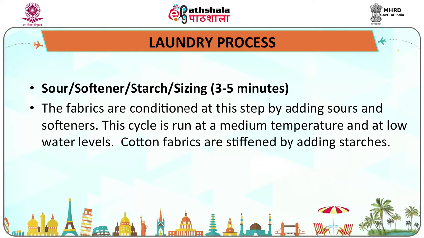Next step is sour, softener, starch. It is of 3 to 5 minutes. The fabrics are conditioned at this step by adding sours and softener. This cycle is run at a medium temperature and at low water levels. Cotton fabrics are stiffened by adding starches.